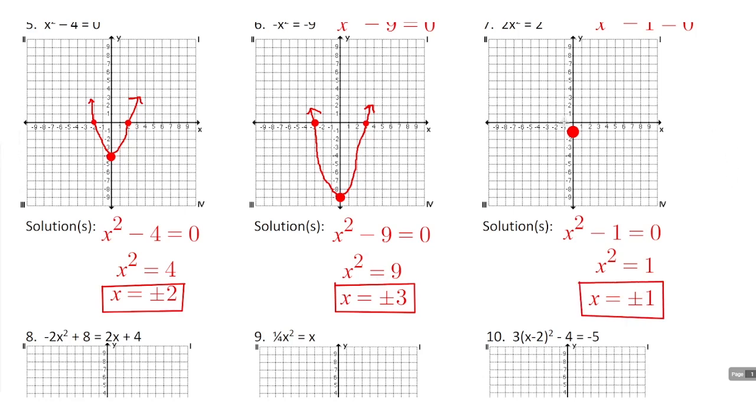Need a point right here at -1. So this is going to be kind of crammed in there. But really all we care about as far as solving these equations is where those x-intercepts are. And we can see they're at positive 1 and -1.